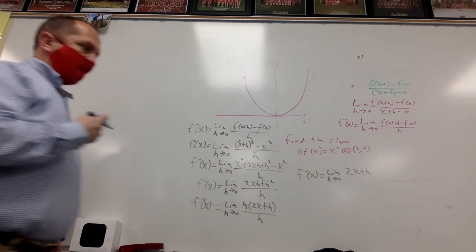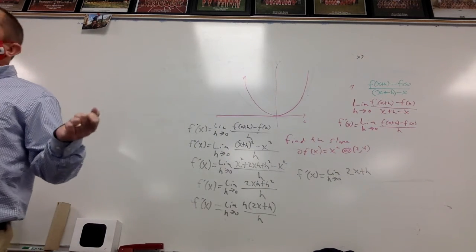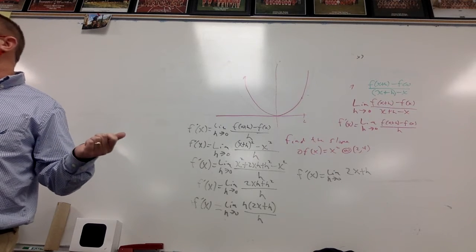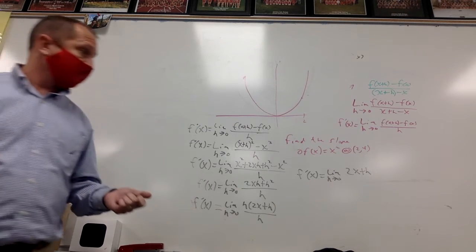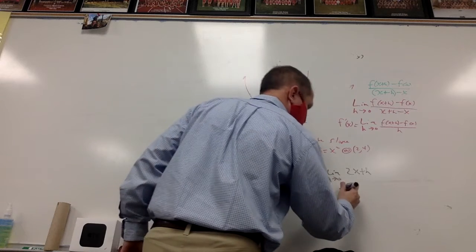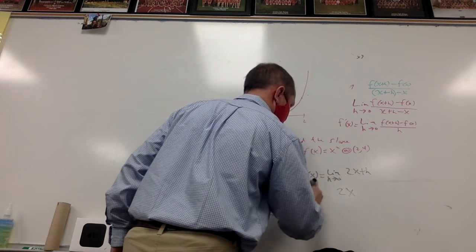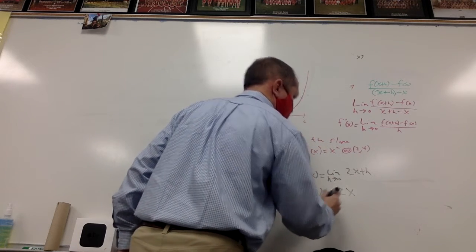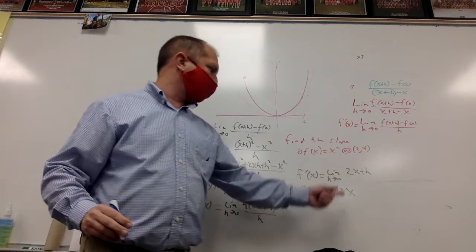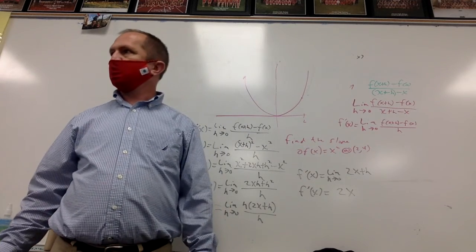All right, now if we plug in 0, we'll get something defined because we don't have an h in the denominator to deal with anymore. So we get 2x as our answer. So the derivative of x squared is 2x.